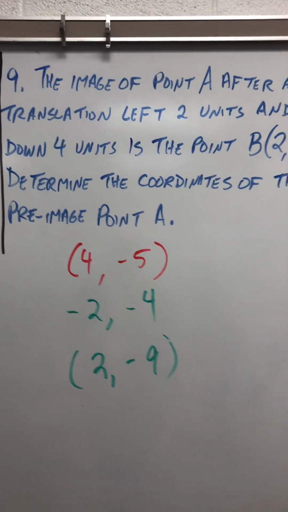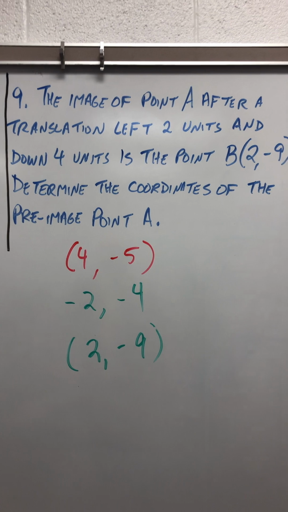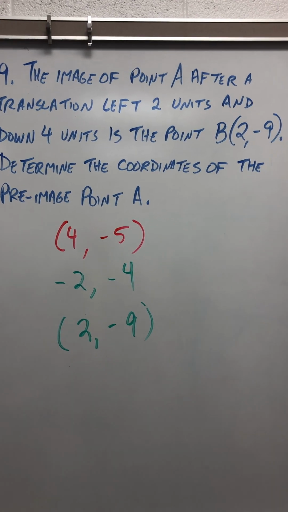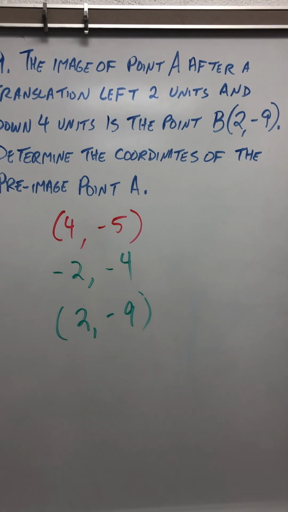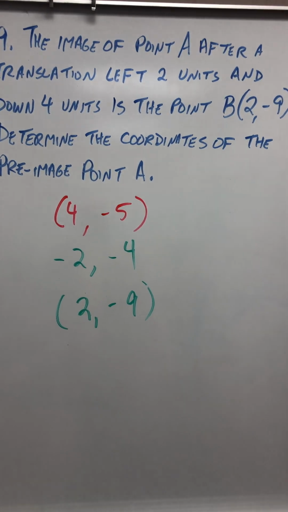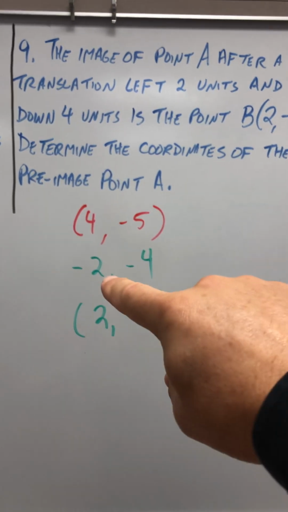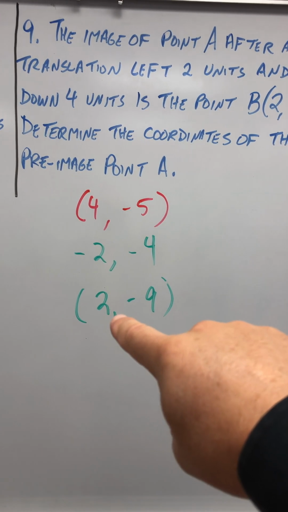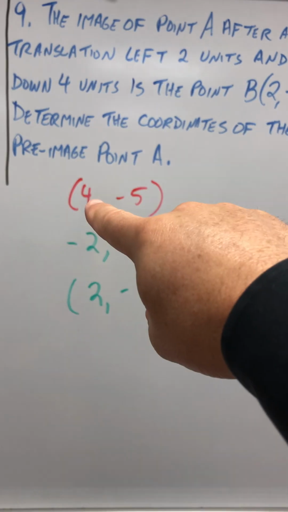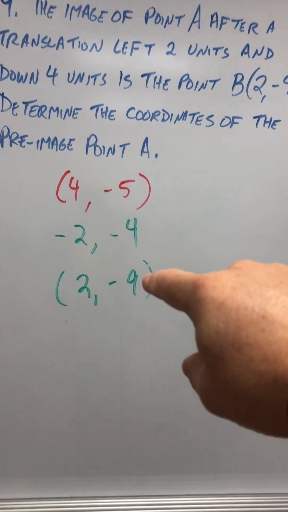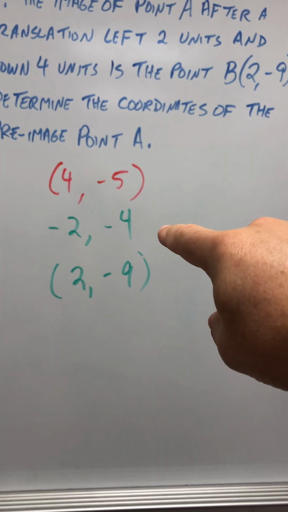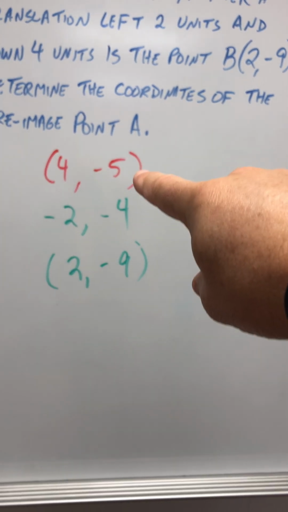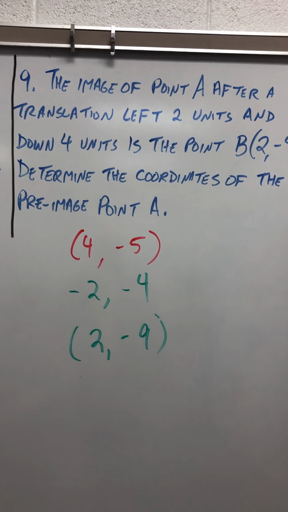Same thing here. The image of point A after a translation left 2 units and down 4 units is B, 2, negative 9. Okay, so how do we go after negative 2 units, you get to positive 2? You start at 4. How do you go negative 4 units and wind up at negative 9? You start at negative 5. There you go.